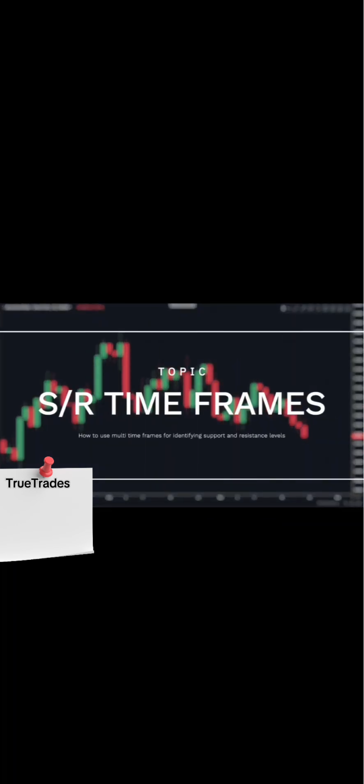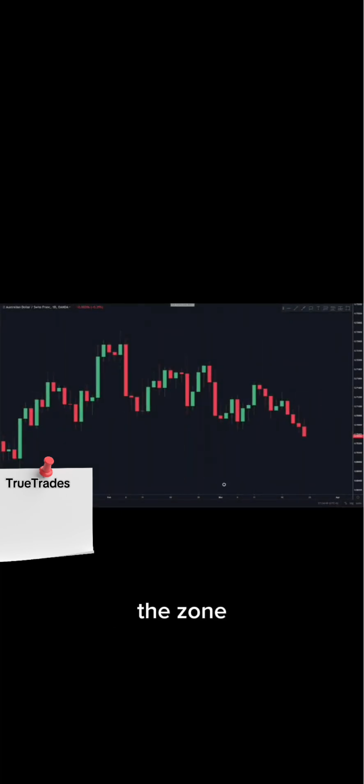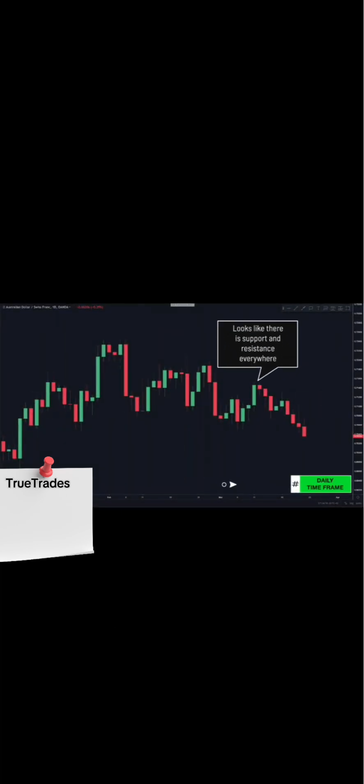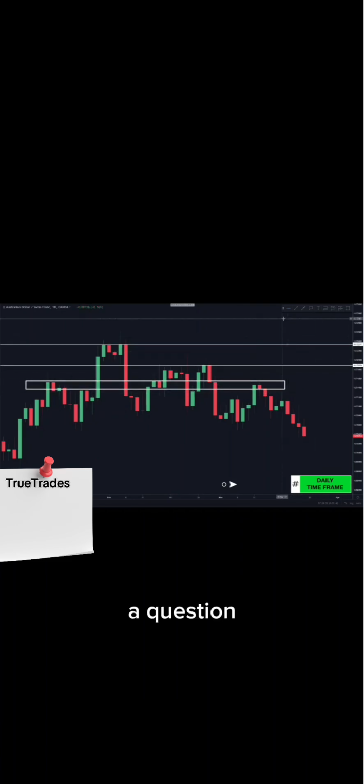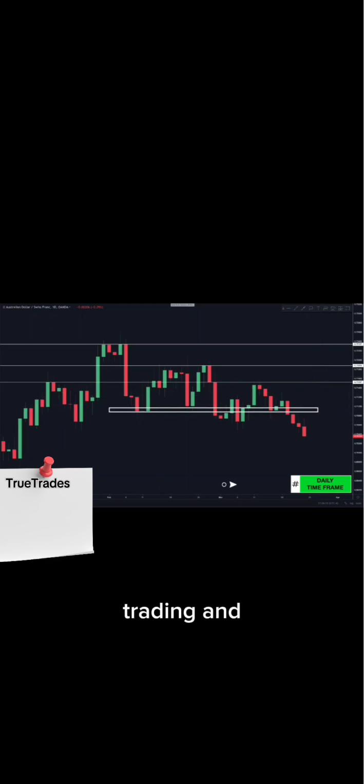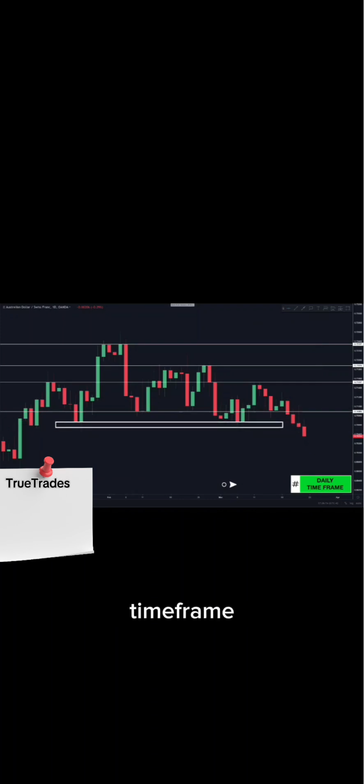A question that is asked over and over again is, what is the best time frame for swing trading and for identifying support and resistance levels? So again, here on the daily time frame, you will most likely spot support and resistance everywhere. You have a level up here. You have a level here. Another level here. Another level. And another level.